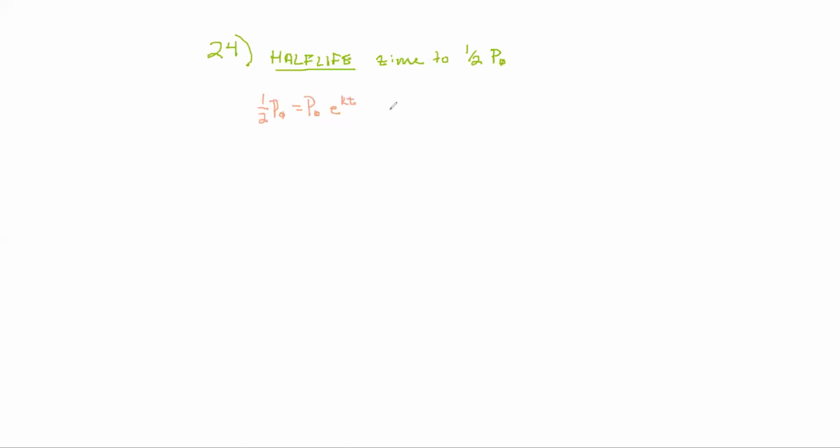Okay, so I have that equation. It looks like I'm going to have to do this twice, once for pregnant people and once for not pregnant people. So 1/2 P naught is equal to P naught e to the k, and we're going to say t is in hours. So this is k times 4 hours.